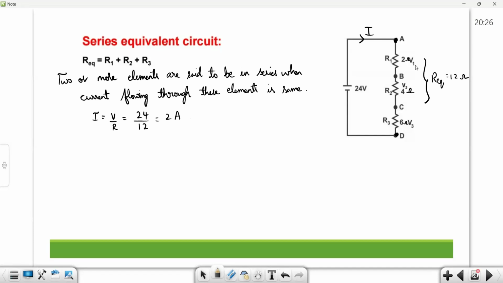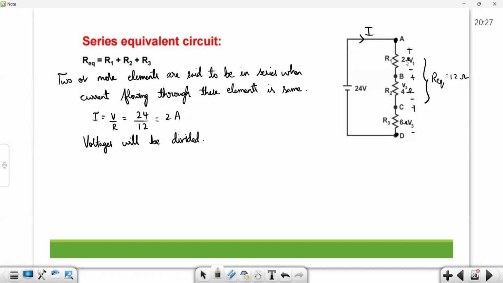Now, what will be the value of V1? V1 will be across R1, V2 will be across R2, and V3 will be across R3. Now, how will you find them? Because in series, currents will be the same. Voltage will be different. Voltages will be divided. Now, how are the voltages dividing? That is a very important thing.